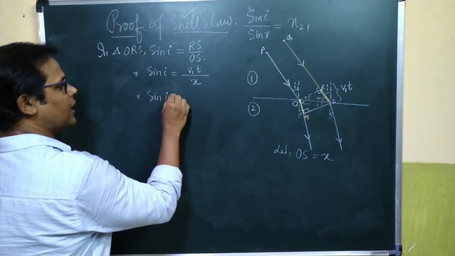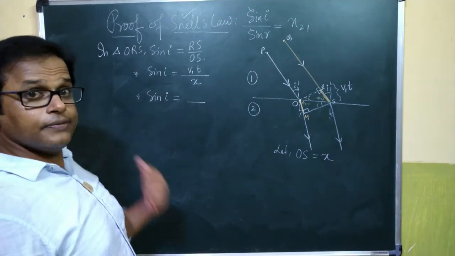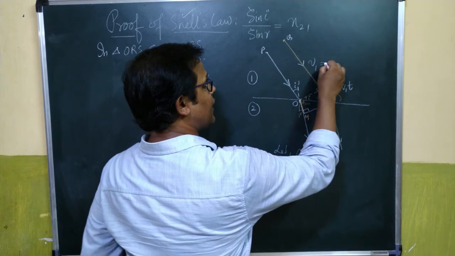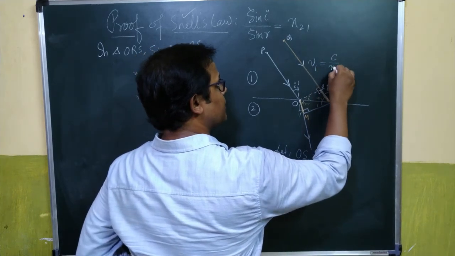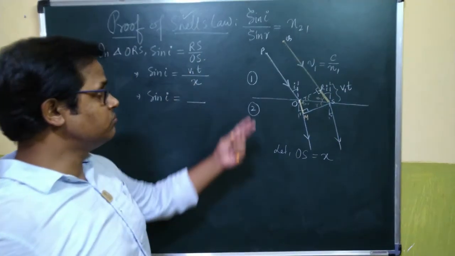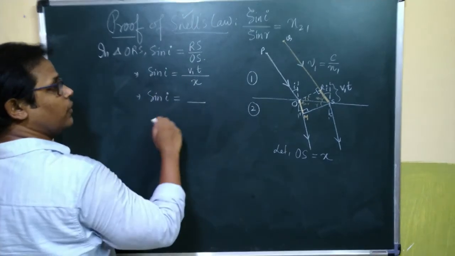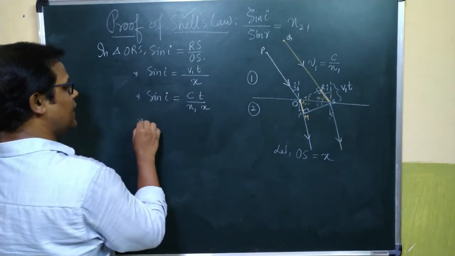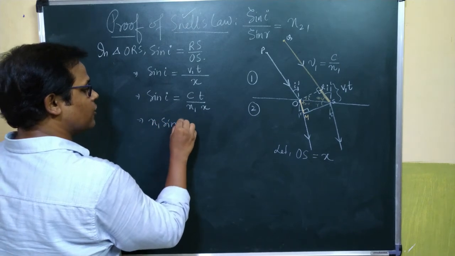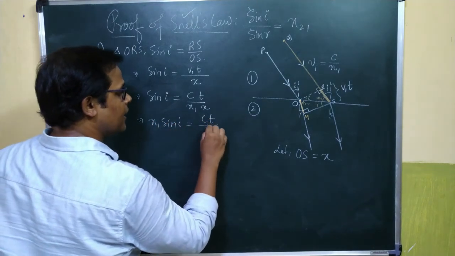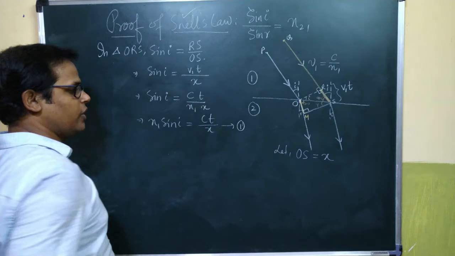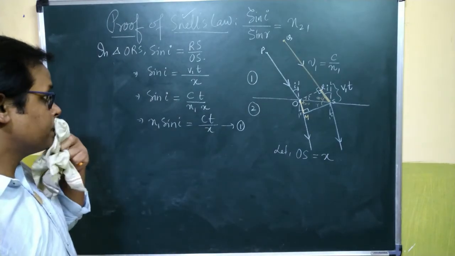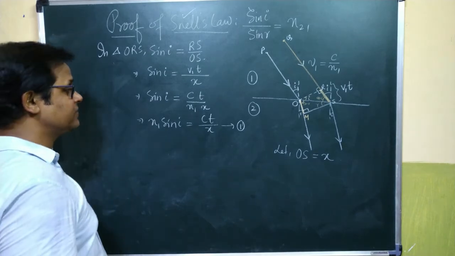Now sine of I is equal to, what is v1? V1 could have been written in the language of absolute refractive index as C by N1, medium 1. So in place of V1, I could have written C by N1, T by X, and hence you find N1 sine of I is Ct by X. Let us call it equation number 1. Great? Okay. Hope I'm clear, my dear.